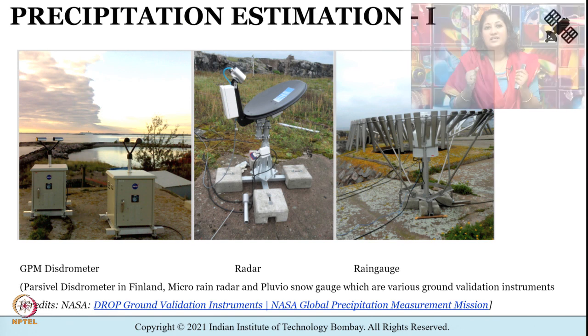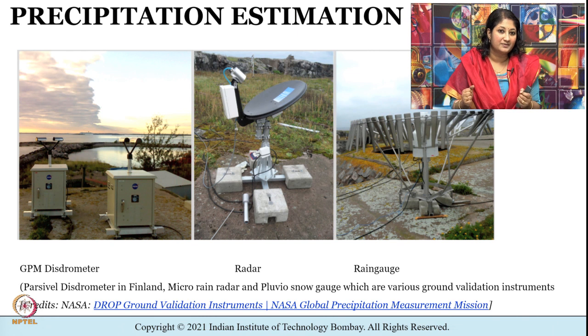precipitation depicts very high spatial and temporal variability, and shown in front of you are some disdrometer, radar and rain gauges that help us to measure precipitation. Okay? So surface gauge observations like rain gauges are usually relied on to measure precipitation, just like what you see here. The rain gauge, which is commonly used to assess precipitation at the surface, measures the depth of rainfall that gets accumulated over a period of time.